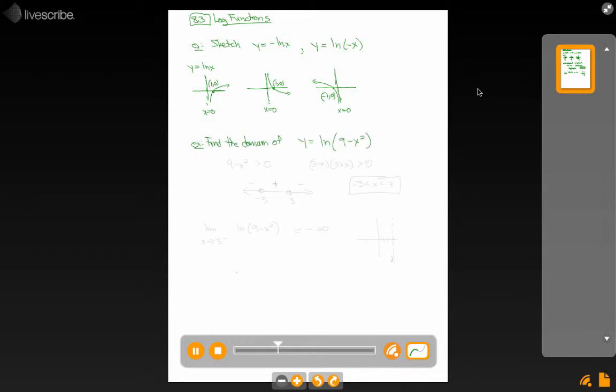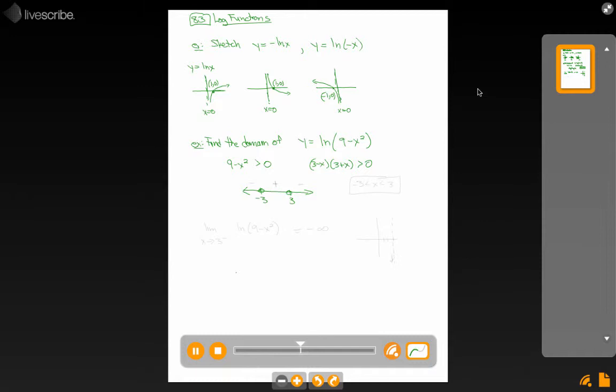We're asked to find the domain of this thing, y equals ln of 9 minus x squared. Well, if you know your properties of logs, you know that the only numbers that you can't have inside there are 0 or less. So as long as 9 minus x squared is greater than 0, you'll be able to log whatever that number is. If I solve that, this factors as the difference of squares, and so I can look at the numbers negative 3 and 3. That's where this thing equals 0.